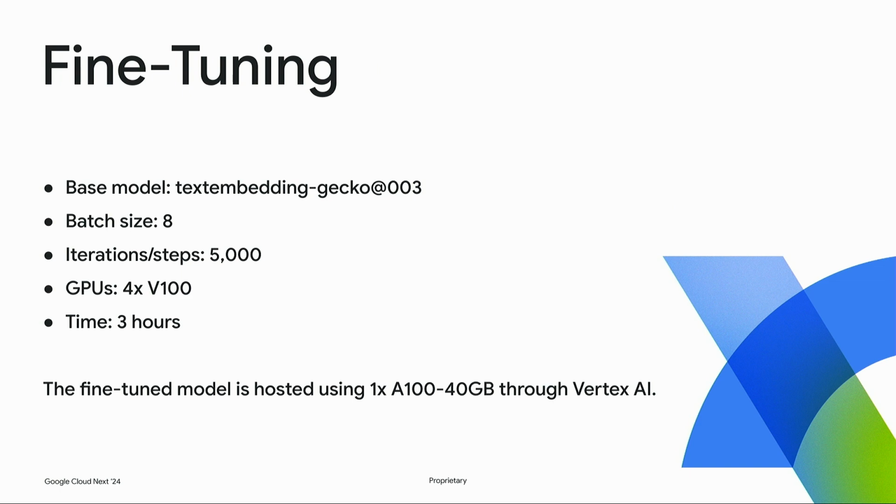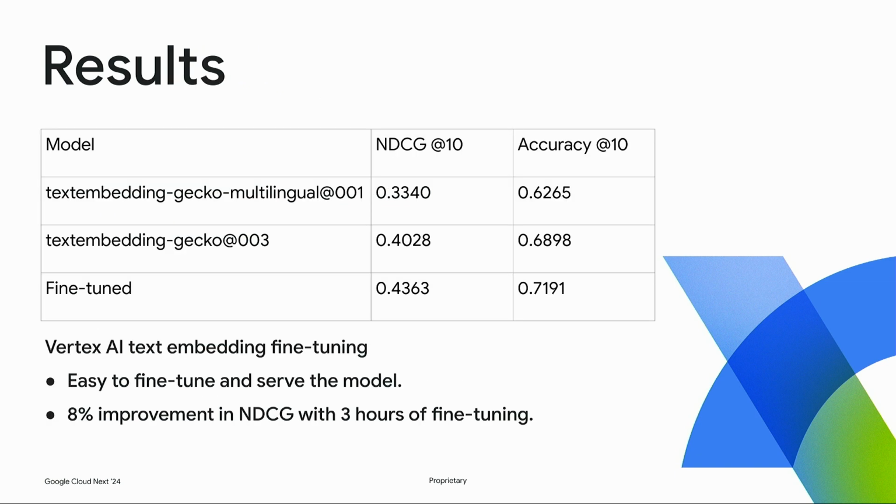Great. So then fine-tuning. I think this is both the most interesting and probably the easiest part of this process. We use Vertex AI. We use the Gecko 003 embedding model. We set a batch size of 8, about 5,000 iterations. For GPUs, we use 4 V100s, and it took about 3 hours. We then hosted this model, again, within Vertex AI, using just a single A100. So what are the results here?